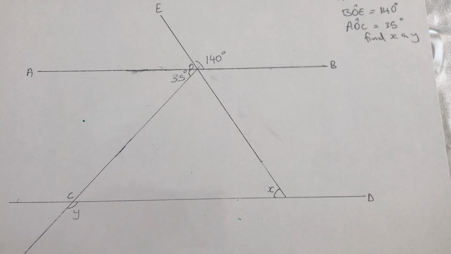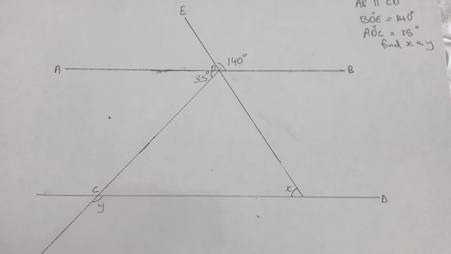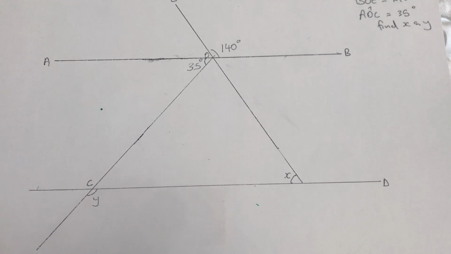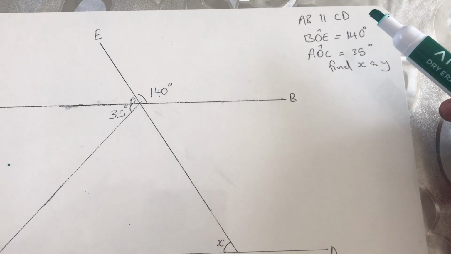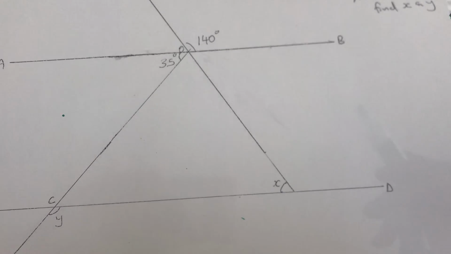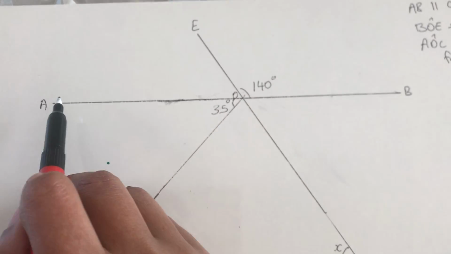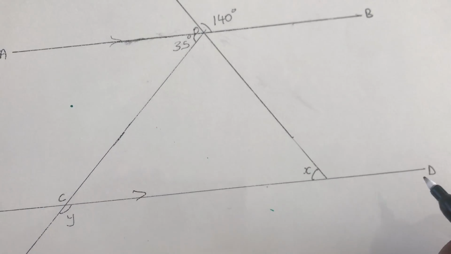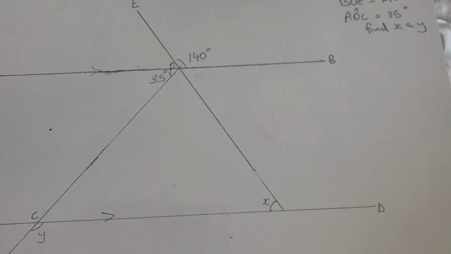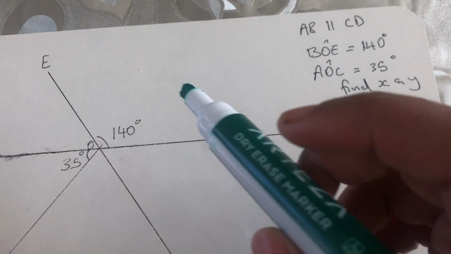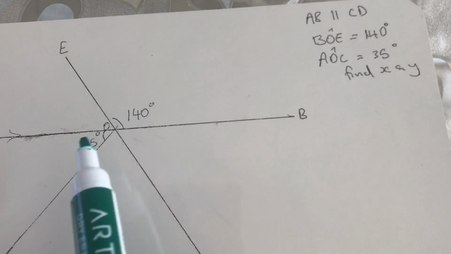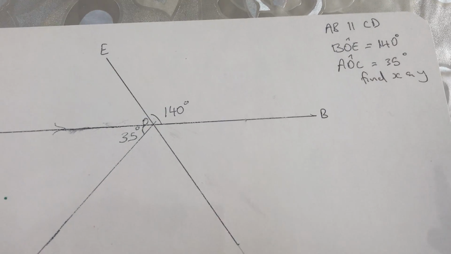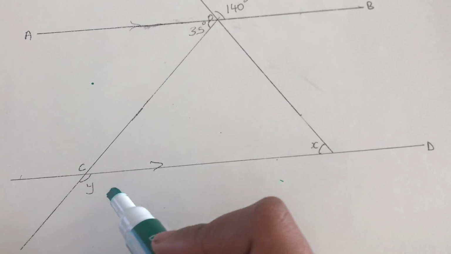Hi, okay, so I have this question that was sent to me and I wanted to go through it. The question was: AB is parallel to CD. So AB, this is AB. AB is parallel to CD. So these two lines are parallel. BOE is 140 degrees and AOC is 35 degrees. So we need to find X and Y.